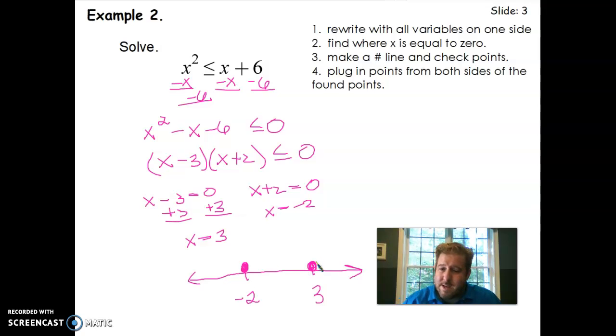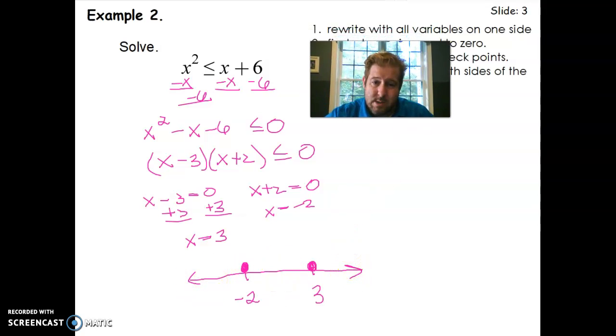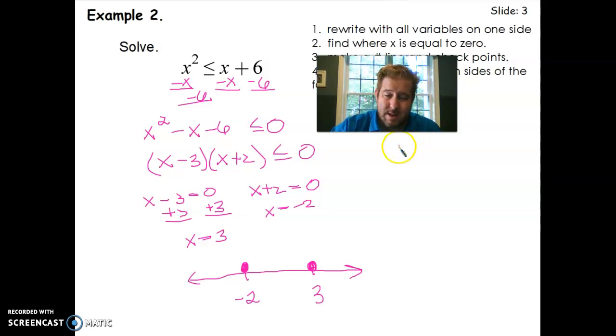Now, what's going to happen here is either all of the answers in between the points are going to be possible solutions, or it's going to be everything on the outside. This is where I need to start testing. I need to pick numbers in between, to the left and to the right, and see which ones are going to be possible solutions. That's going to end up telling me my solution set in the end.